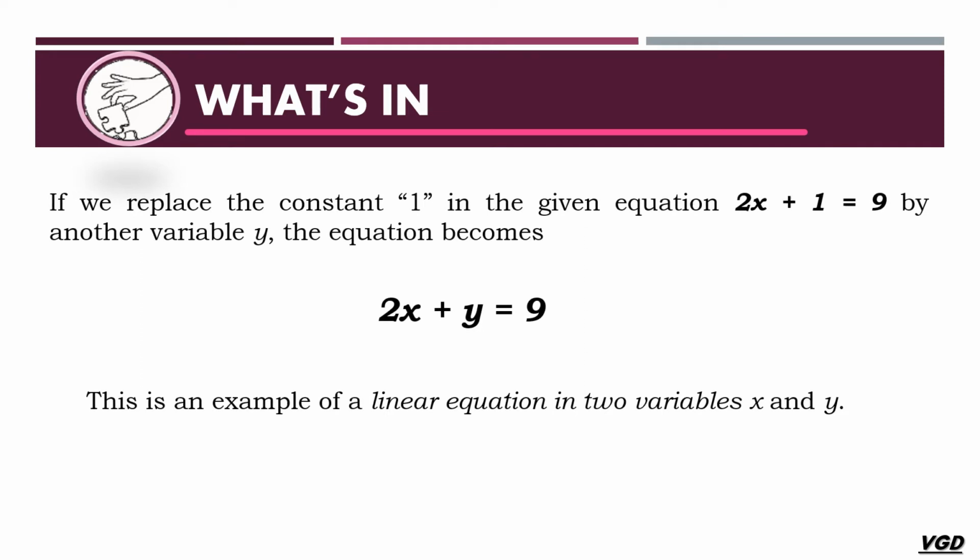So if we replace the constant 1 in the given equation 2x + 1 = 9 by another variable y, the equation becomes 2x + y = 9. And this equation is an example of a linear equation in two variables, x and y. Are you excited to learn more about linear equations in two variables? You will find out as you go through the lessons. Good luck!